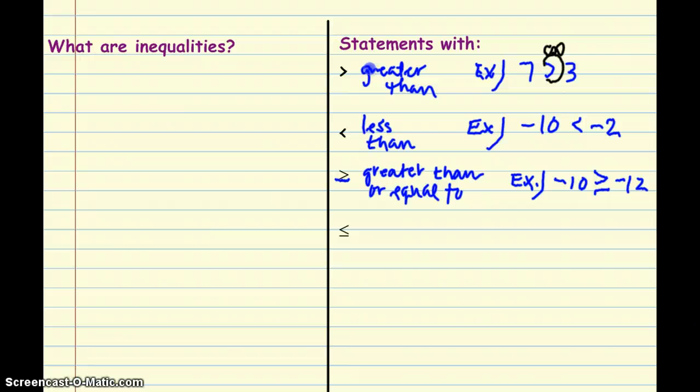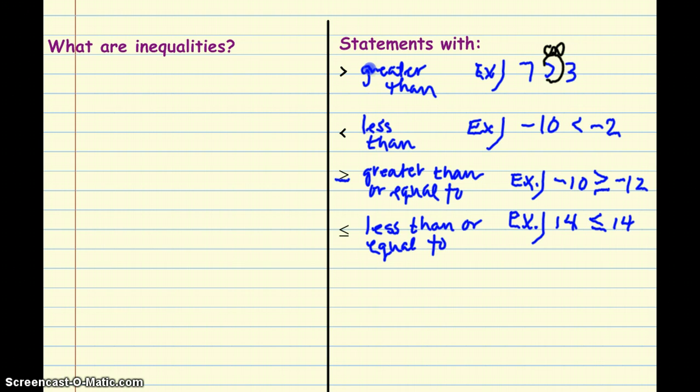So if this third one is greater than or equal to, then this last one is less than or equal to. The same thing holds for this one. If I want to say 14 is less than or equal to 14, this is true because I have this additional equality with the less than or equal to. We could also have said 14 is less than or equal to 15.